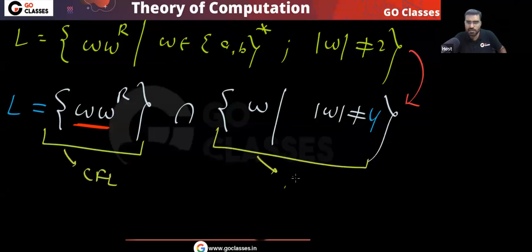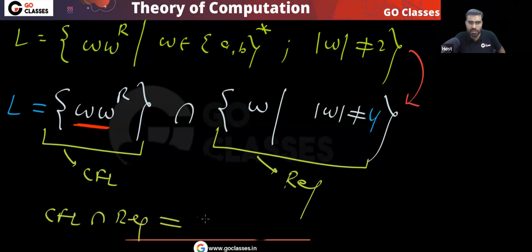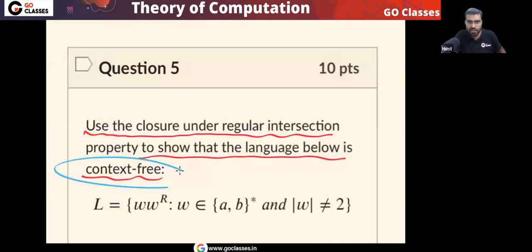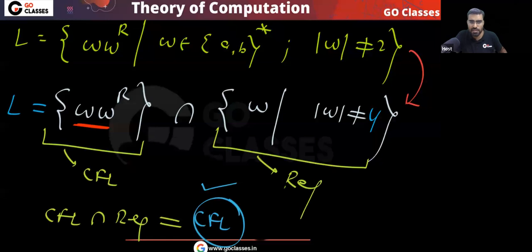And what is this language? This language is regular. What is regular intersection context free? That will be context free. Okay, so we have proved that this language is context free. Yes or no? Is this clear?